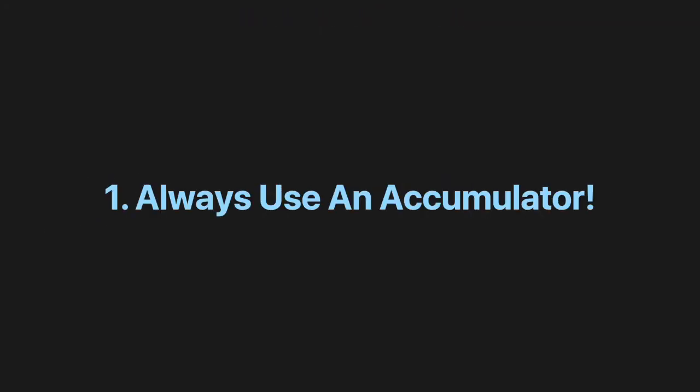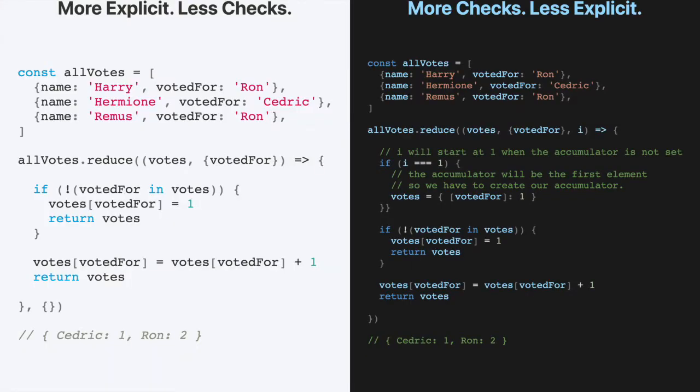And the number 1 tip is always use an accumulator. Now, this is somewhat of a pet peeve of mine, but if you leave the accumulator out, you run into some weird situations sometimes. Let's take a look. All we're doing here is tallying the votes up as an object, which you can see down below. Now, let's focus on the left-hand side. Notice that I can see the accumulator passed in as the second argument to reduce. This immediately tells me the data type of the output.